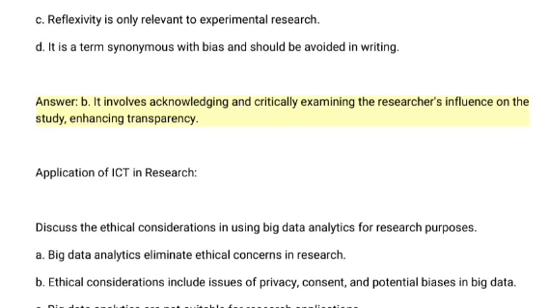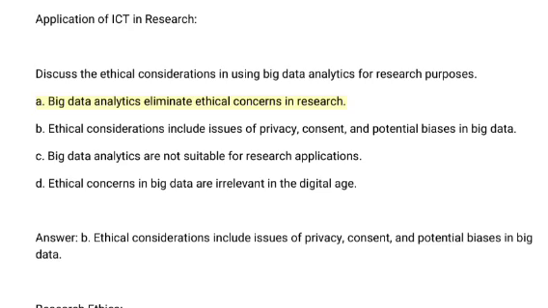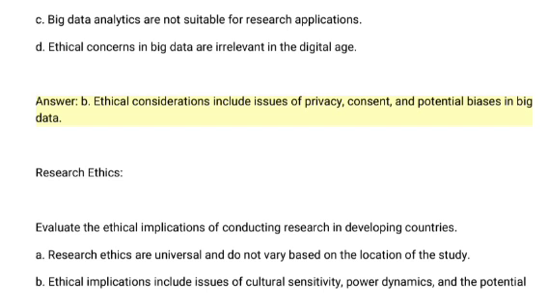Application of ICT in research. Discuss the ethical considerations in using big data analytics for research purposes. A. Big data analytics eliminate ethical concerns in research. B. Ethical considerations include issues of privacy, consent, and potential biases in big data. C. Big data analytics are not suitable for research applications. D. Ethical concerns in big data are irrelevant in the digital age. Answer. B. Ethical considerations include issues of privacy, consent, and potential biases in big data.